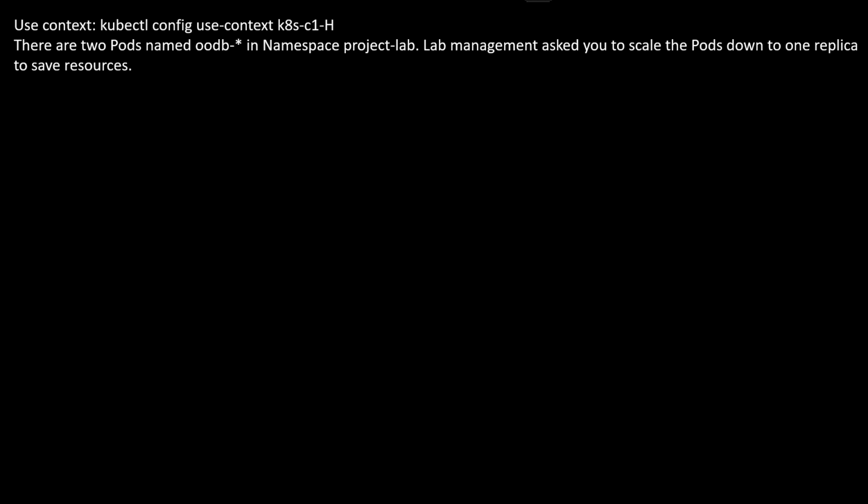Let's take an example for the second question. First, we need to use this context, and the question asks us: there are two pods named this in the namespace project-lab. Lab management asks you to scale the pod down to one replica to save resources. In order to resolve this issue, first we need to use the right context. This is the way. First, we need to locate the pod under namespace project-lab.